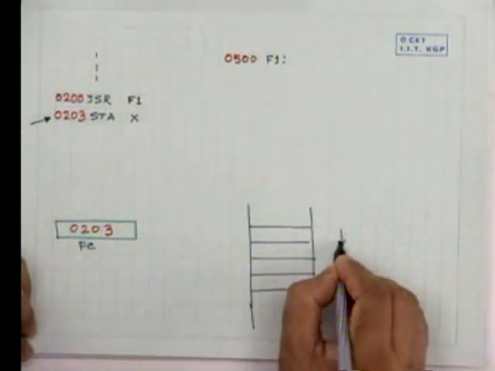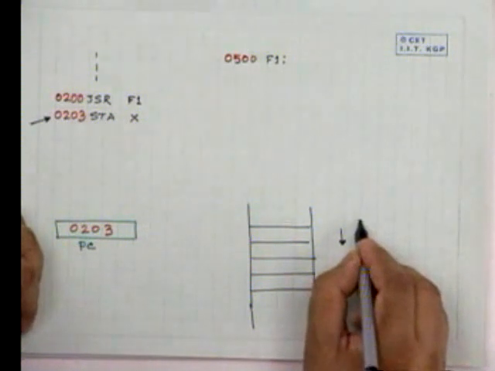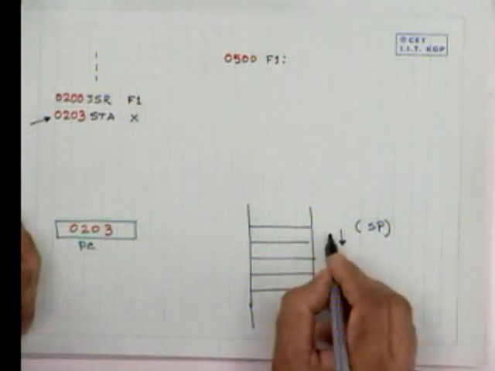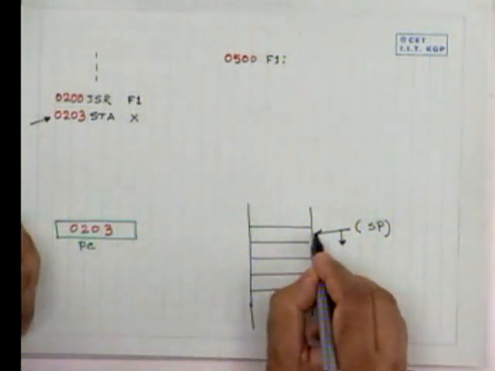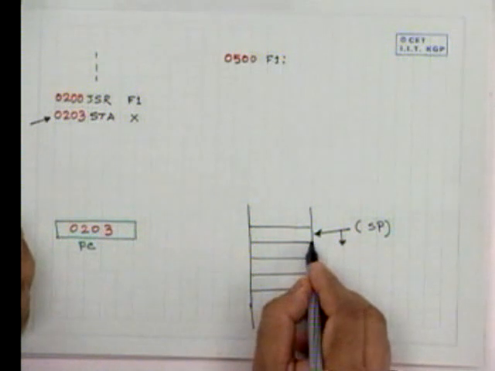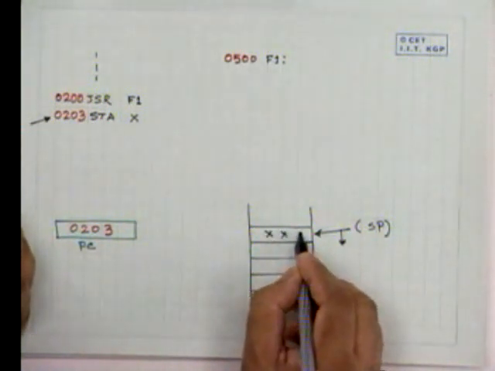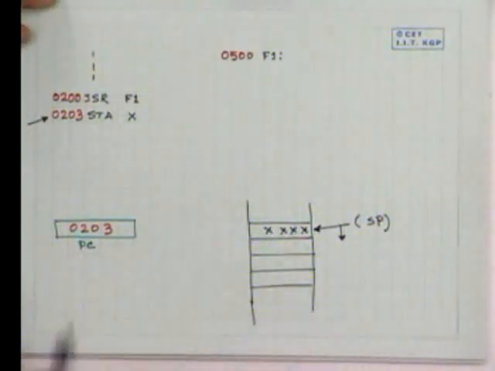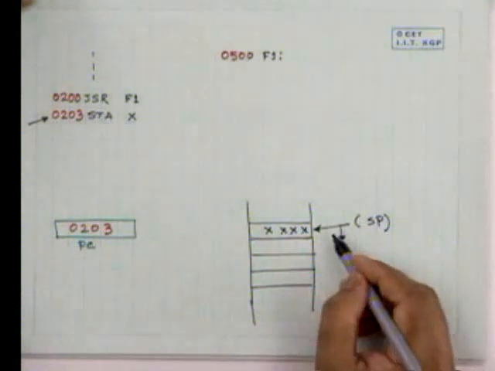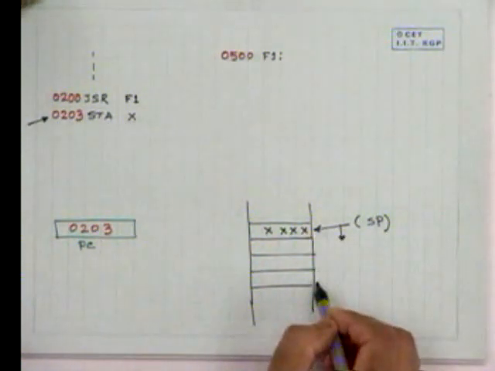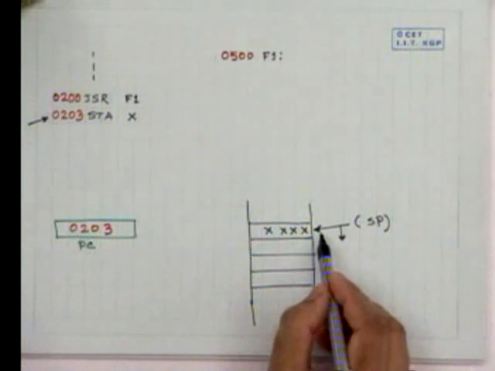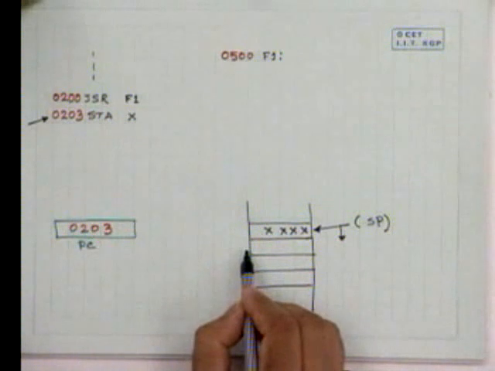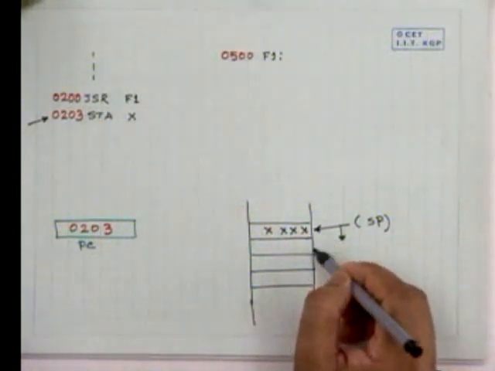It grows downwards. We have a stack pointer, and the content of the stack pointer is now pointing to the top of the stack. Let's say that this contains XXXS. Now, I'm assuming here that the stack pointer is pointing to a cell which consists of 2 bytes of memory. Therefore, when the stack pointer increases, it increases by 2 bytes.